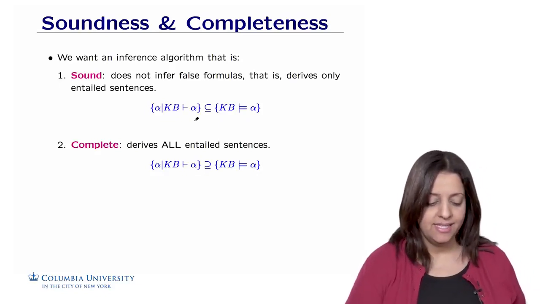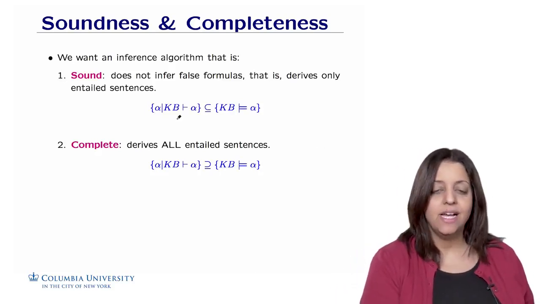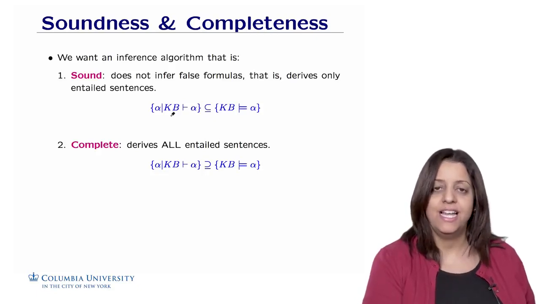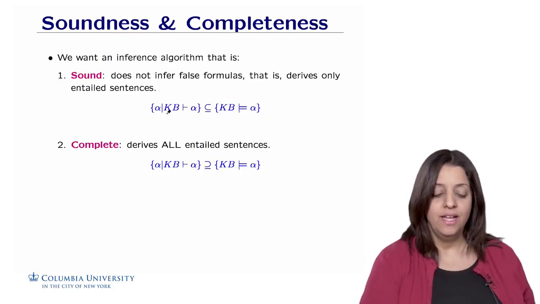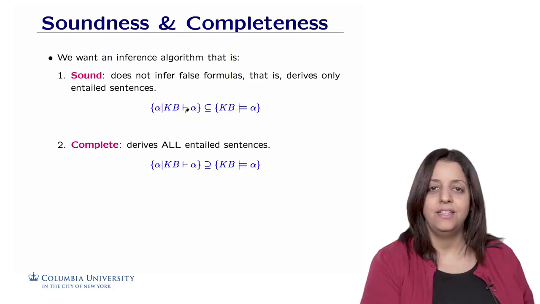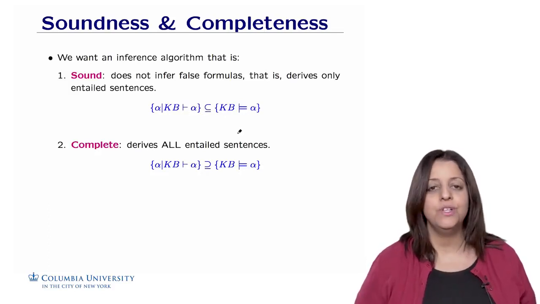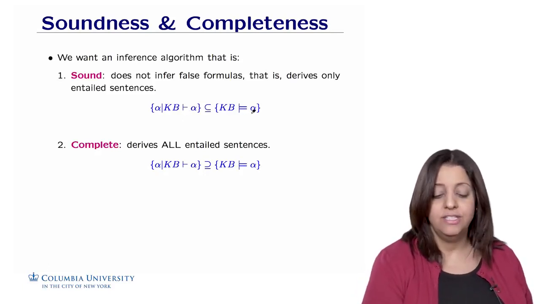So we can write this as follows. Using set builders, we need a sound inference algorithm such that all the sentences inferred using syntax must be a subset of the entailed sentences alpha using the knowledge base. All right, so the inferred formulas must be a subset of the entailed formulas. In other words, we want all provable formulas or propositions to be true.